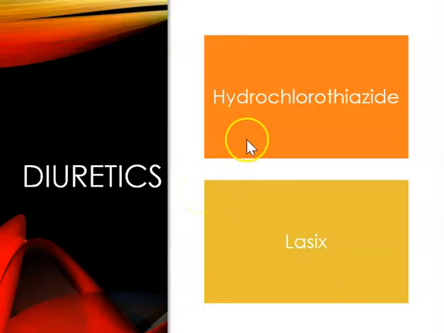Diuretics, we've got hydrochlorothiazide. You're also going to see this abbreviated as HCTZ. And then you're going to have the Lasix, the furosemide. The adverse effects with these are generally dose-related and can include hypokalemia. So you want to make sure that you're monitoring those labs, looking out at their potassium levels. Can also affect changes in serum glucose, LDL, triglycerides, and uric acid.